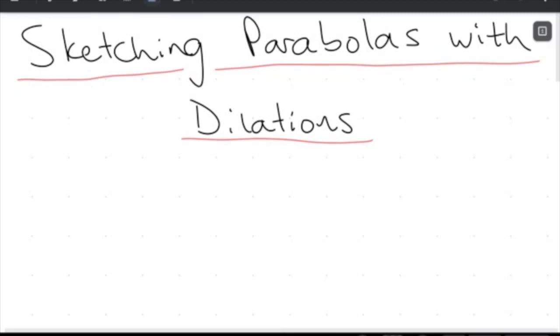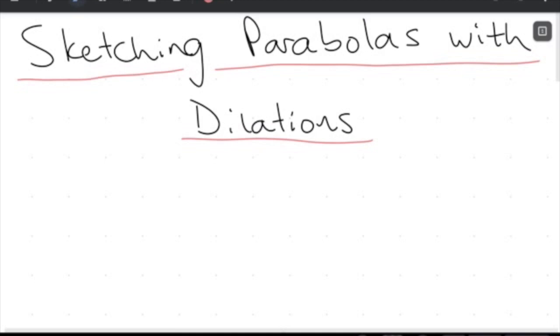Today we are looking at doing a little bit more sketching of these parabolas, and we're talking about a specific type of transformation that occurs with parabolas, and this is the idea of a dilation. We've talked about transformations before in geometry with shapes, things like rotations and translations. When it comes to parabolas, the way we work through this is going to be a little bit different.